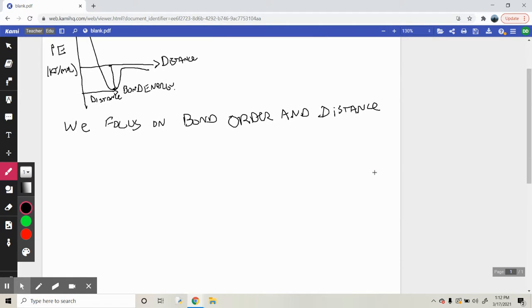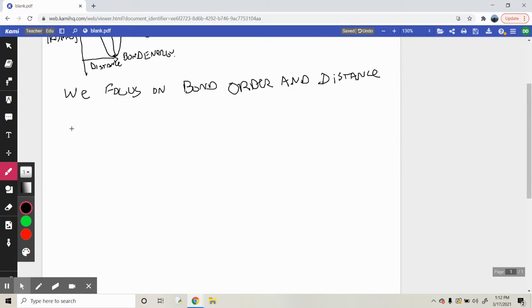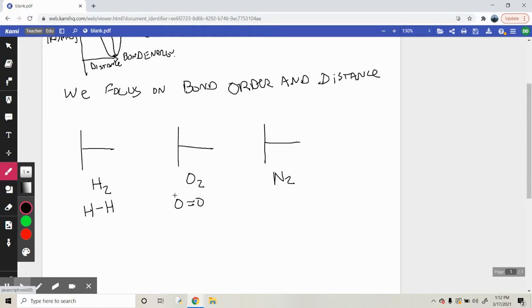So if we're looking at three graphs here, I'm going to draw three of these internuclear force diagrams. There's one right here, one right here, and one right here. Let's say this is H2, this is O2, and this is N2. If you remember, among these diatomic molecules, hydrogen has a single bond, oxygen has a double bond, and nitrogen, oh boy, that looks terrible, has a triple bond. So the bond order is 1, 2, and 3.